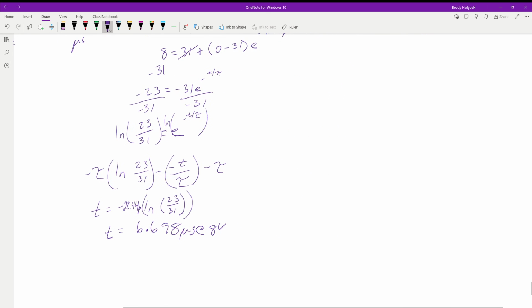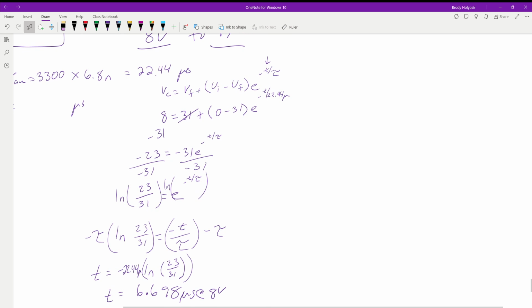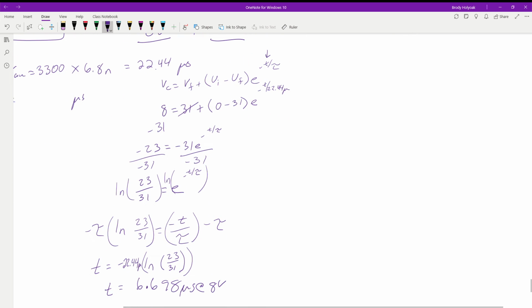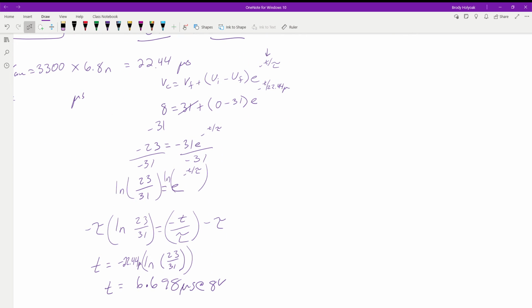So now what we need to do is we're going to do this whole process again, and we need to solve for when our voltage of the capacitor is equal to 17 volts. I'm going to go through and verify those values on the different calculators, how to find it first.